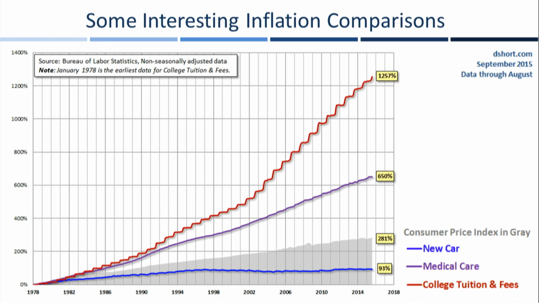Cost of medical care. Look at higher education, college tuition and fees, 1,257%. And for those of you that pay for kids to go to college and are involved in that, you know what that means. That is a staggering statistic, don't you think? The cost of college tuition and fees has gone up.